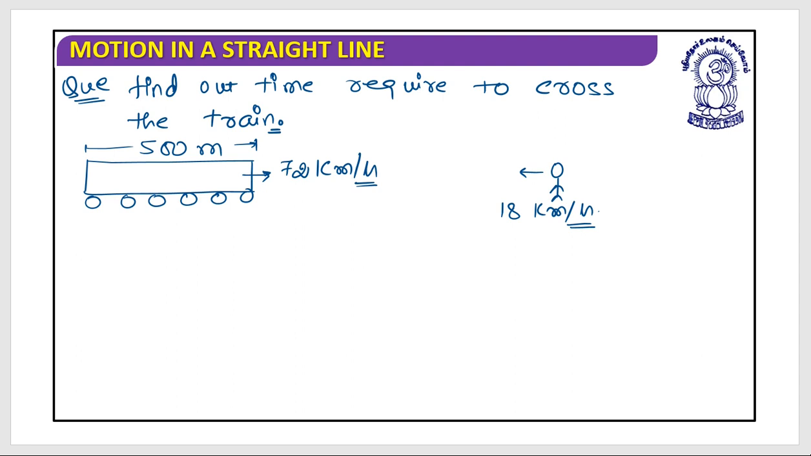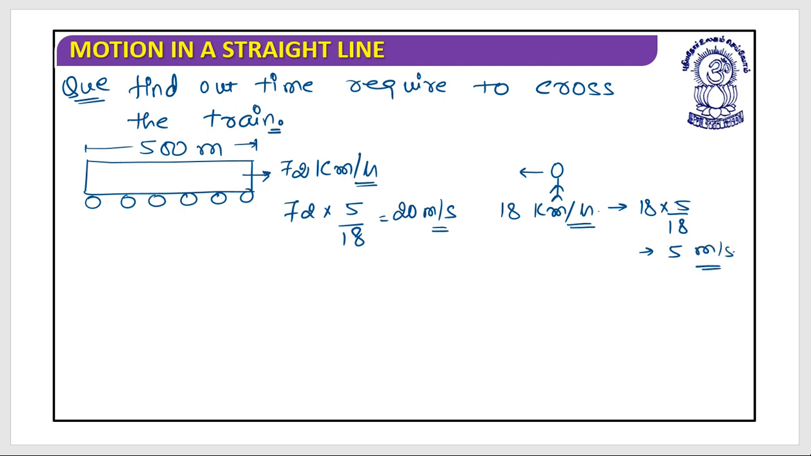So first let's convert this into meters per second. It's 72 kilometers per hour, so 72 multiplied by 5 by 18. 18 fours are 72 and 4 fives are 20. It's 20 meters per second. This is 18 kilometers per hour, 18 multiplied by 5 by 18, so this is 5 meters per second.